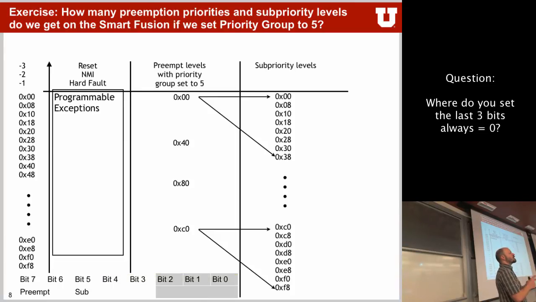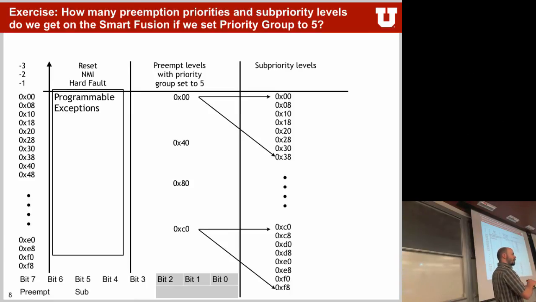That's implementation specific. So chip vendors don't have to implement all 8 bits of priority. In this particular case, this is the Cortex M3, where bit 0 through 2 are not implemented, so you cannot set them. That's where this comes from. Was that a confusion? Maybe? Okay.